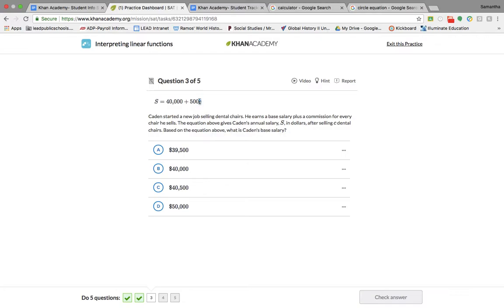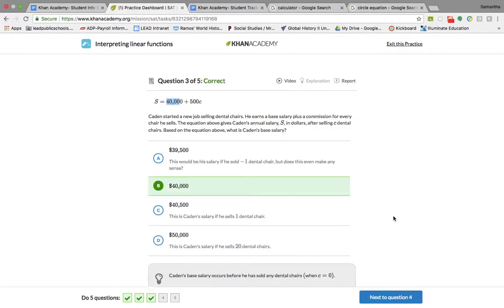Well, C is the amount of, this must be commission, meaning every chair he sells, he gets $500 of it. And then this must be his base salary. So 40,000. Let's see. Yay.